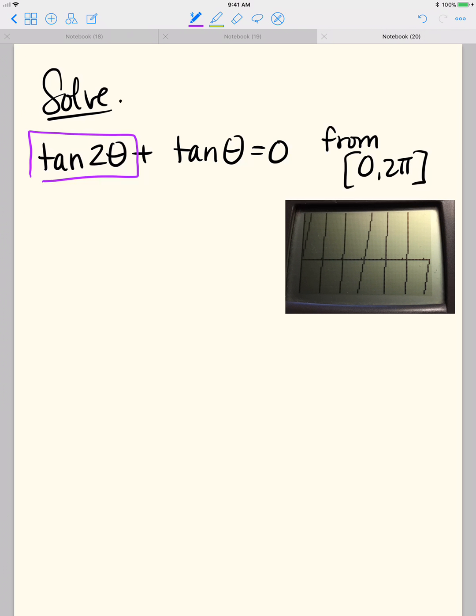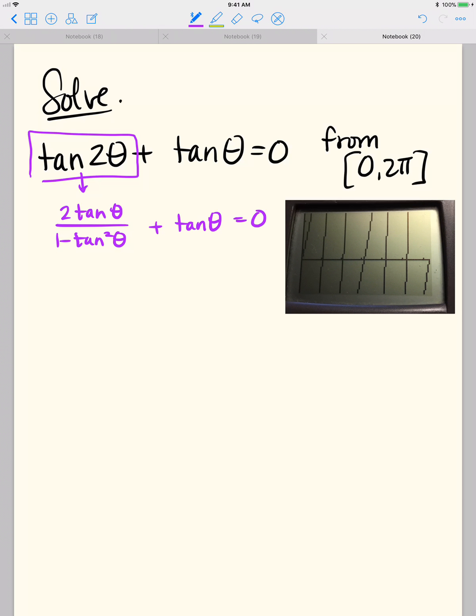Tangent of 2 theta is a double angle formula, and I actually have a double angle formula for tangent. That substitutes to be 2 tangent theta over 1 minus tangent squared of theta, plus tangent of theta equals 0. All right, now we have a fraction plus a single item.